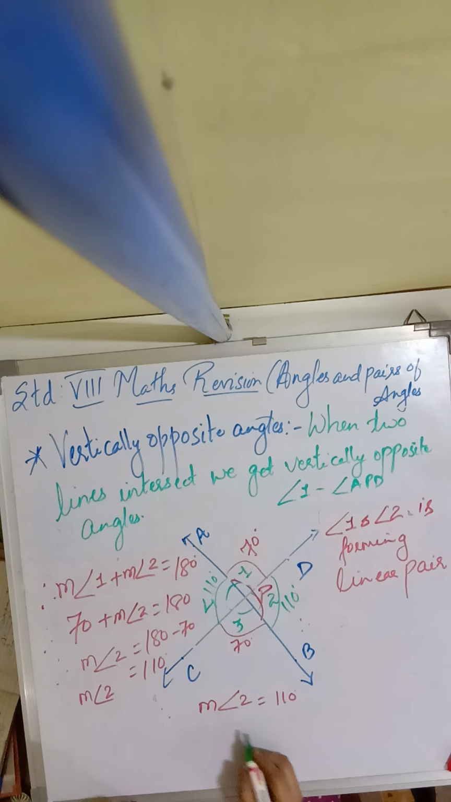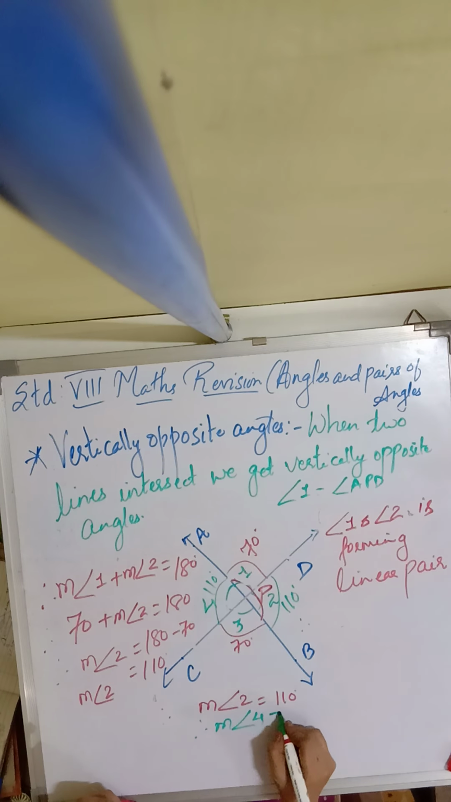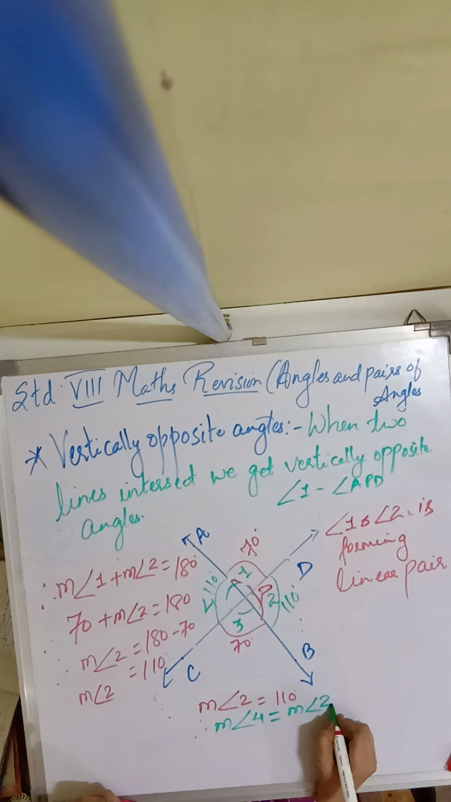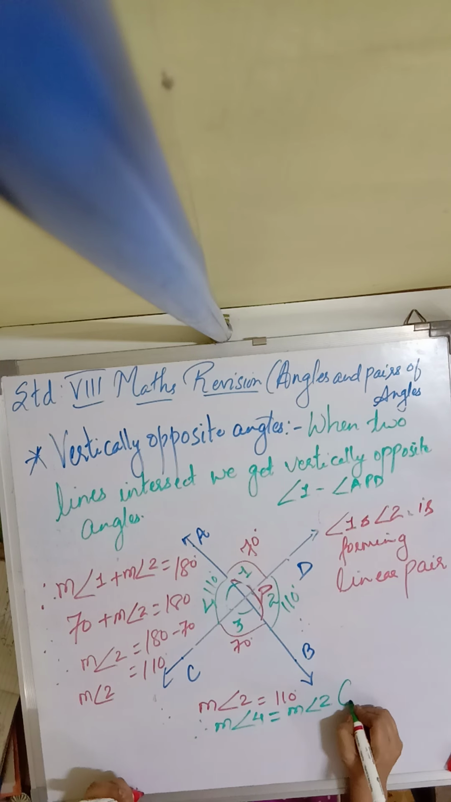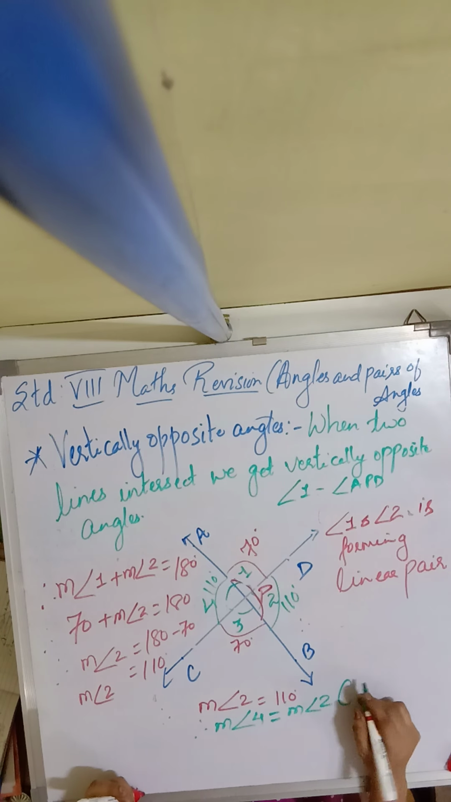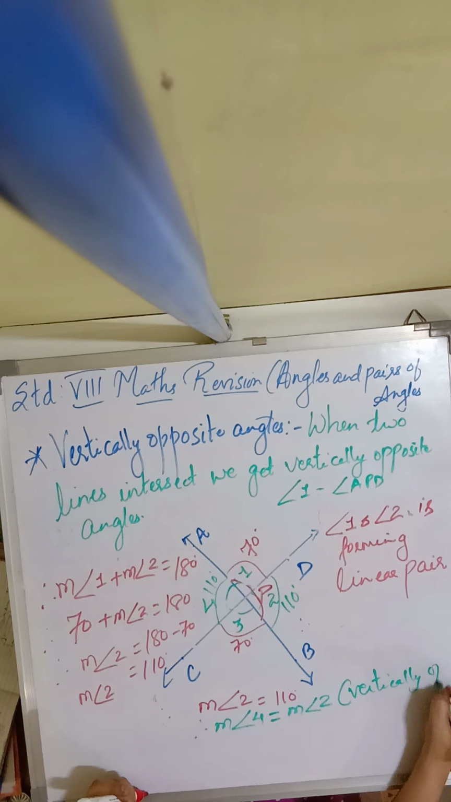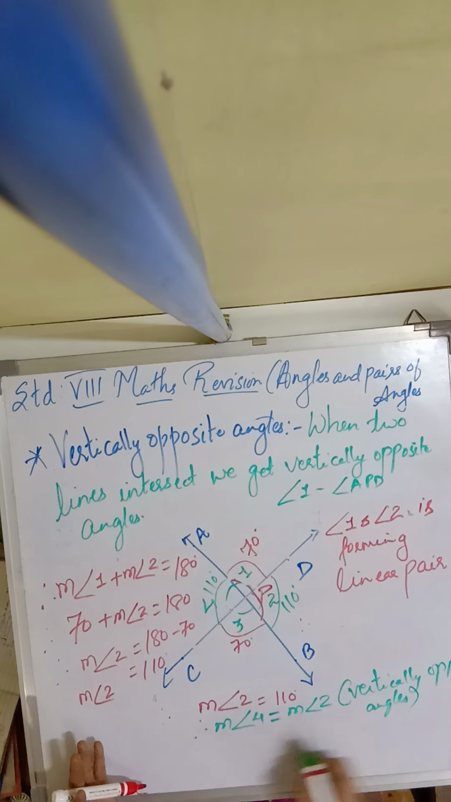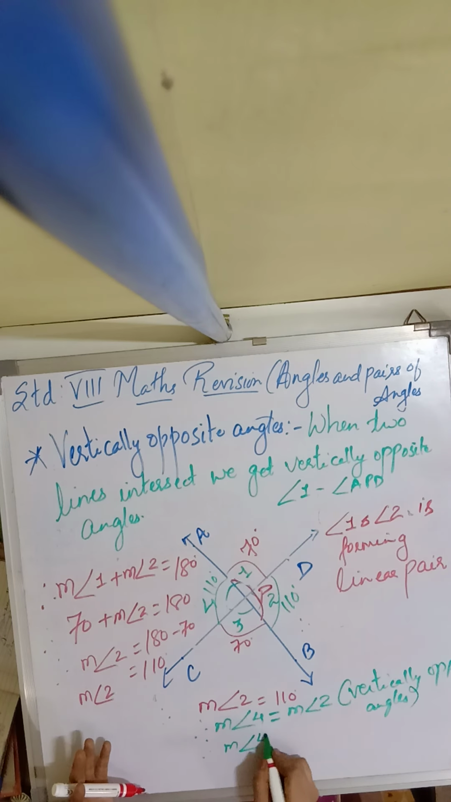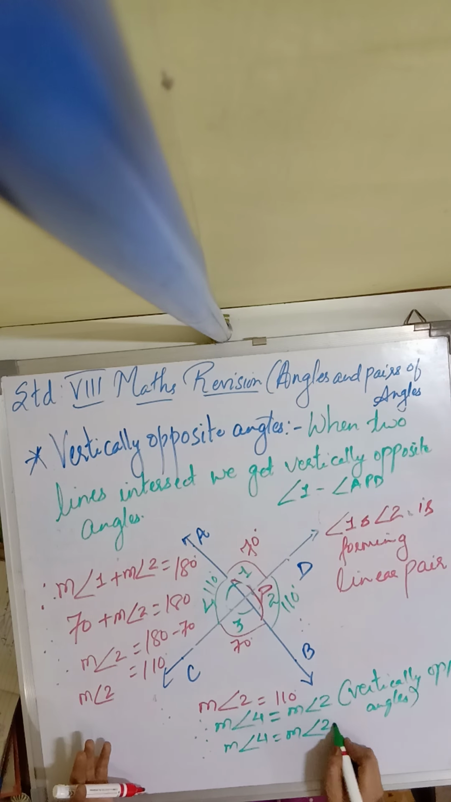So I will be writing, therefore, measure angle 4 is equal to measure angle 2. Why? Because, in bracket, they are vertically opposite angles, and we know vertically opposite angles are equal. Therefore measure angle 4 is equal to measure angle 2, and that is equal to 110 degree.